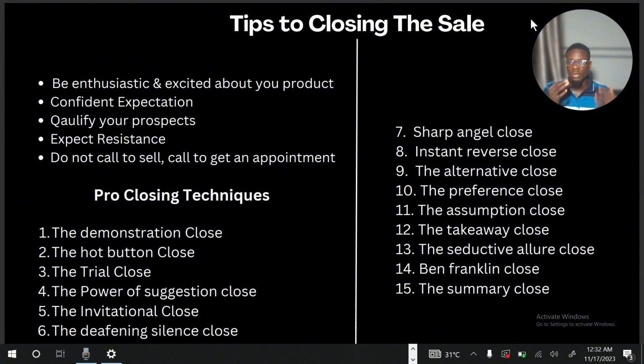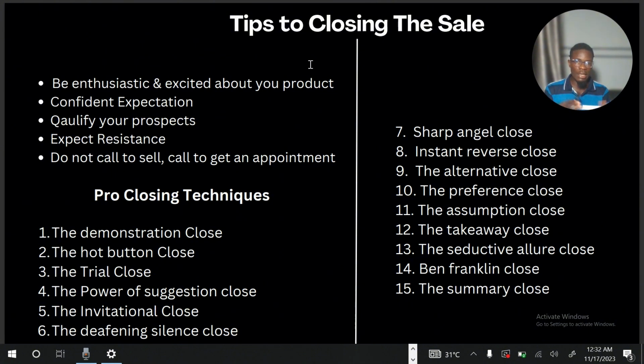Now, for you to use the power of suggestion close to close that sale, you go ahead and tell them that they would steal the attention in this room when they step in with that gown. Let's say they're buying a gown they want to use for a wedding. You just paint a picture that shows that they've already bought that product.